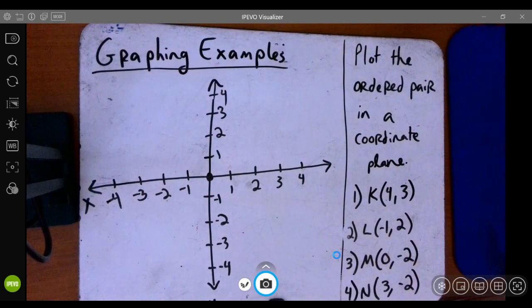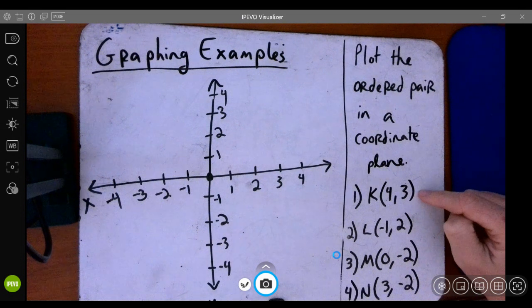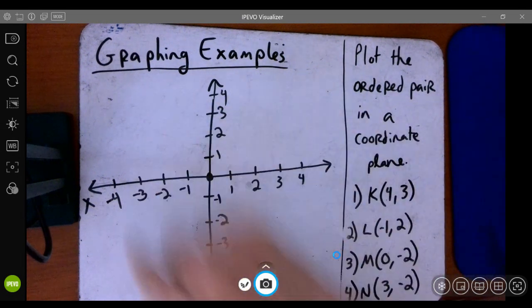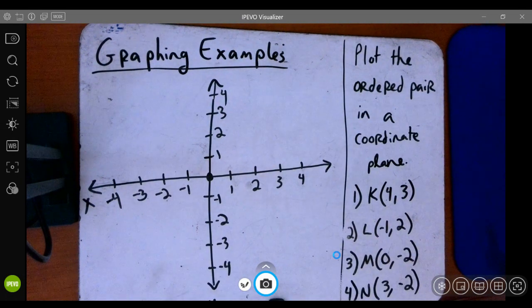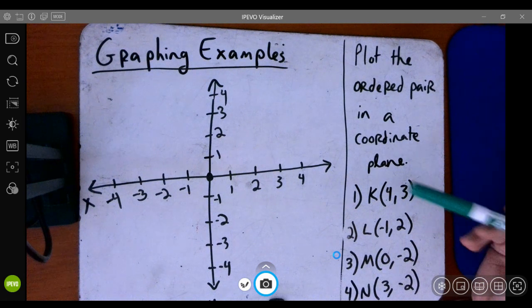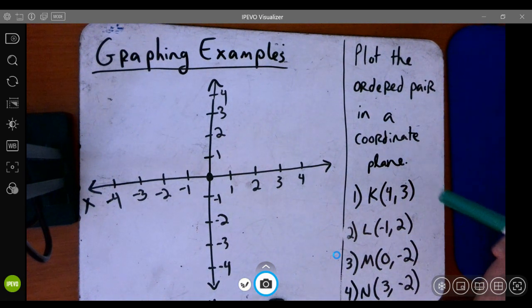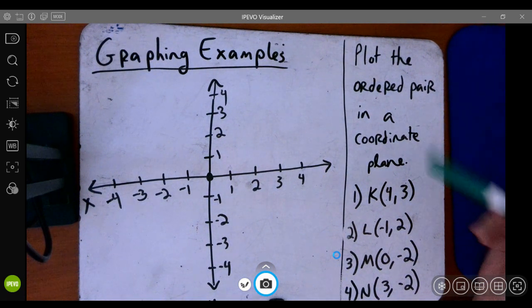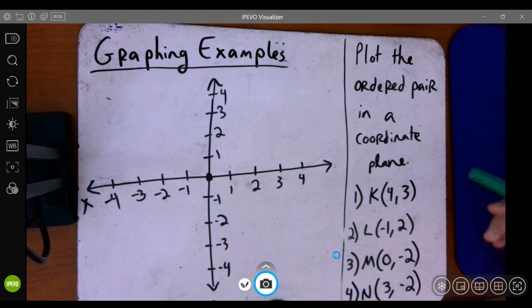So in the first video of graphing examples, I showed you how to look at a point that was already graphed and write the ordered pair. And then in this video, you're going to be given the ordered pair and you need to know how to graph it on the coordinate plane. And so the instructions say basically what I just said, plot the ordered pair in a coordinate plane. And I've already drawn the coordinate plane right here.